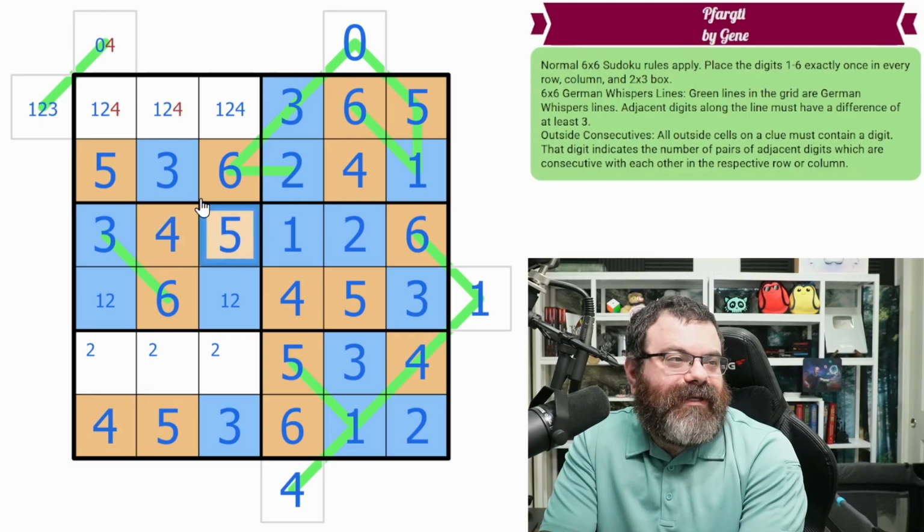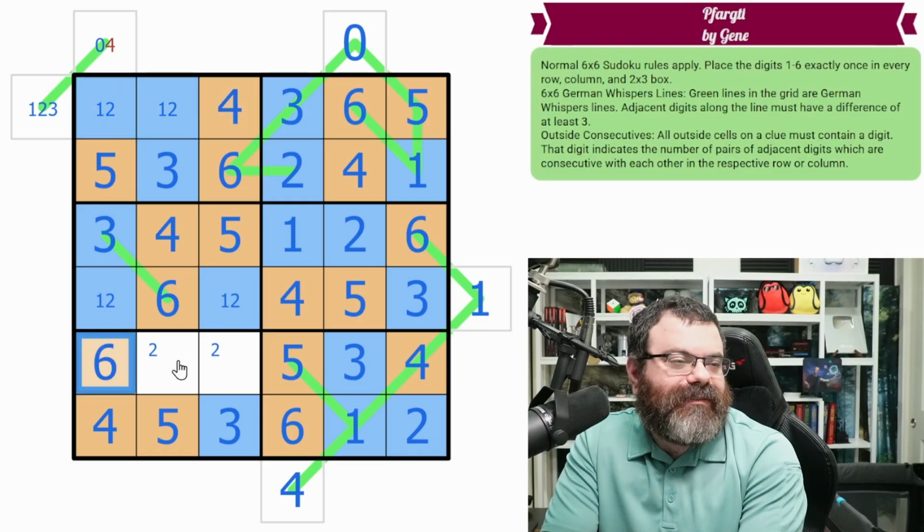Like, is this the 4 and the 5 here? Places the 4 up here. That's high. These are low. So now this is high and it's a 6. This is low. And it's a 1 or a 2. And then this is low and it's a 1 or a 2.